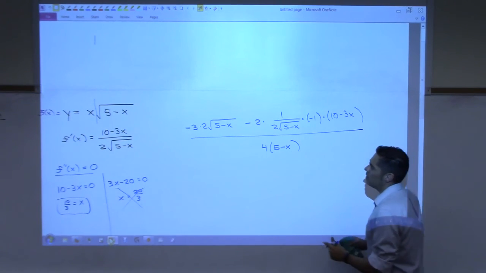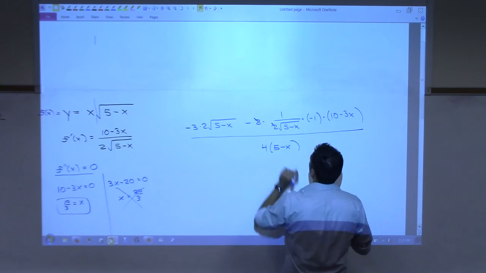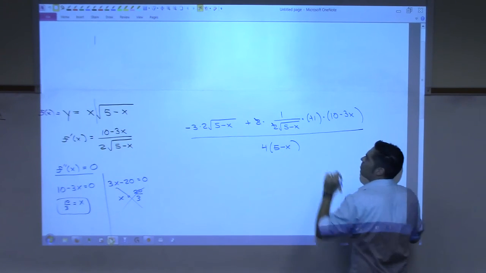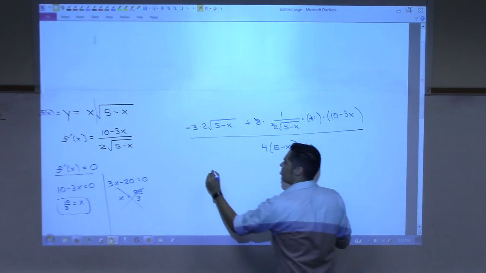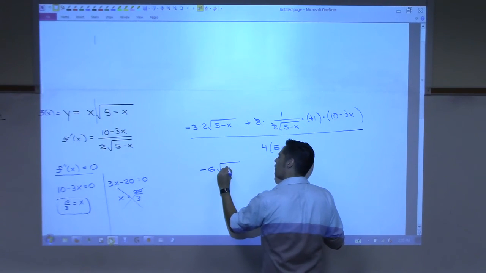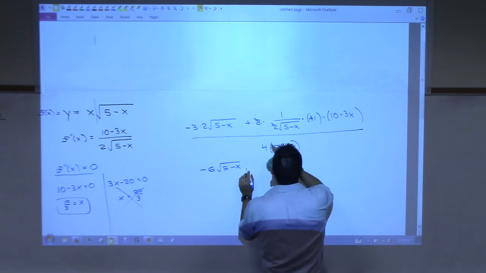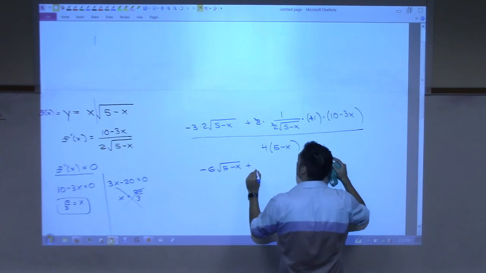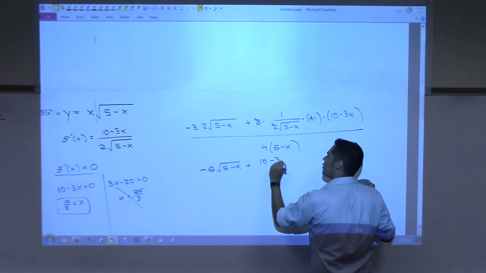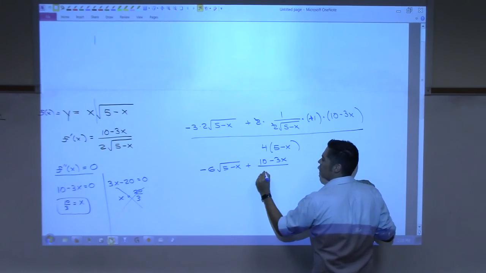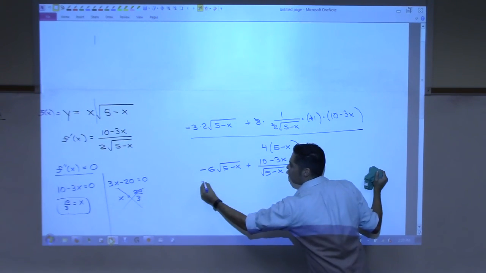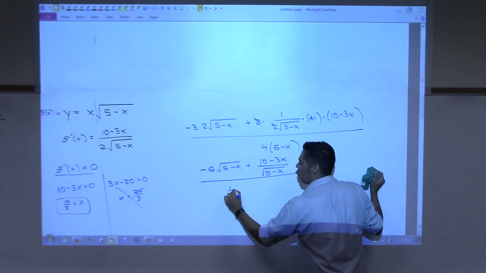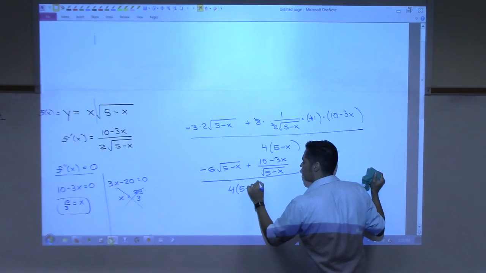And now, cleaning here, these 2's cancel. Negative and negative become plus, right? See that? So I'll have negative 6 root 5 minus x plus 10 minus 3x over root 5 minus x, all over 4 times 5 minus x.